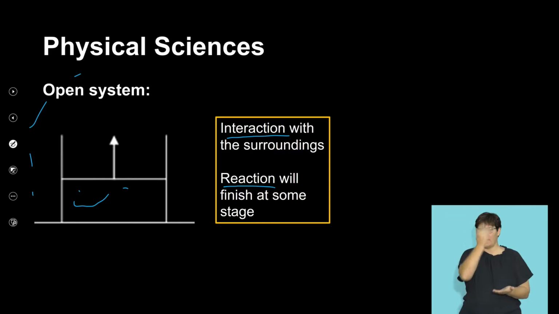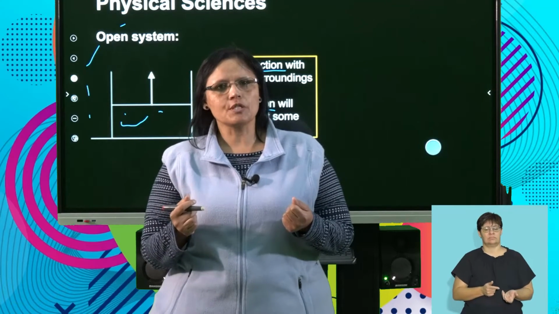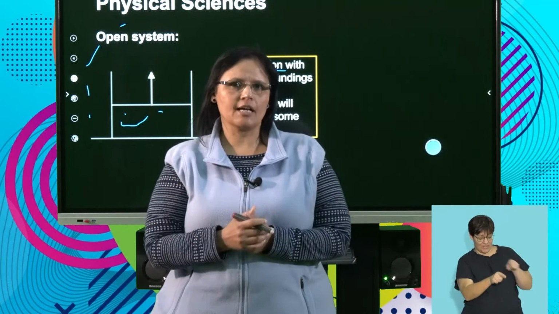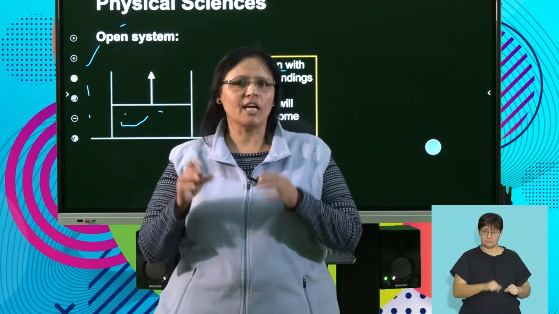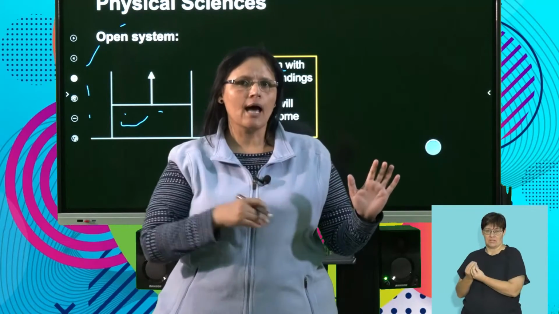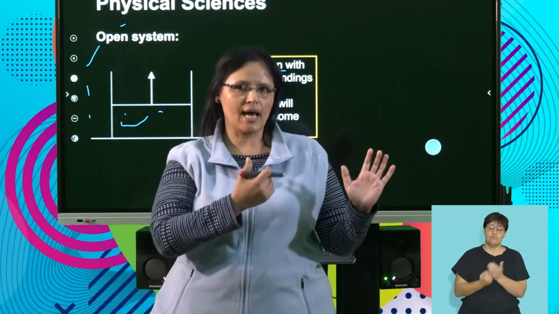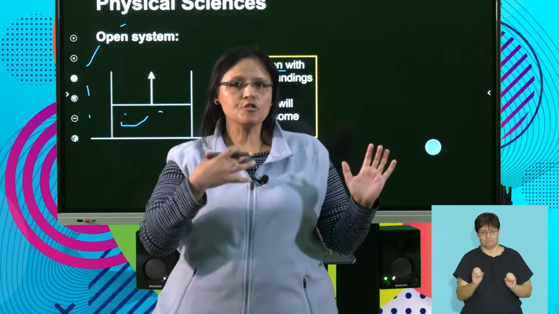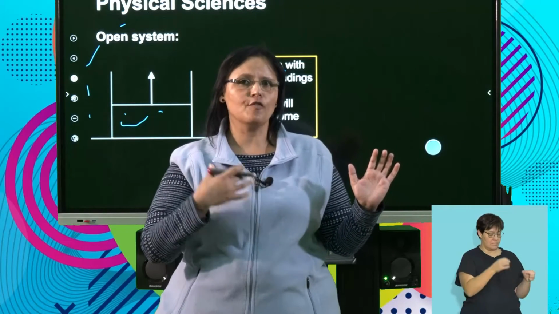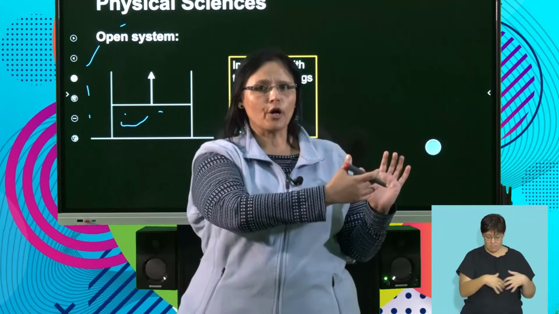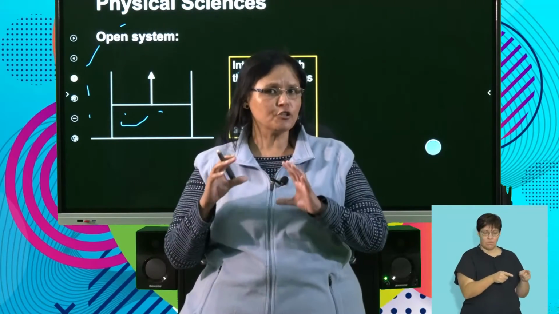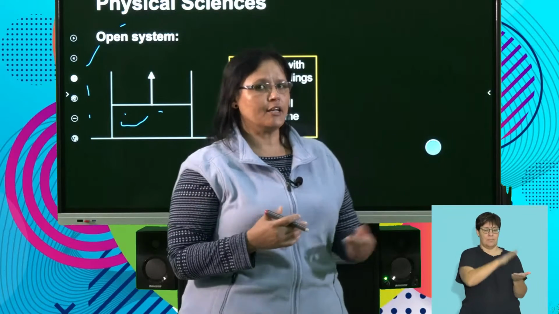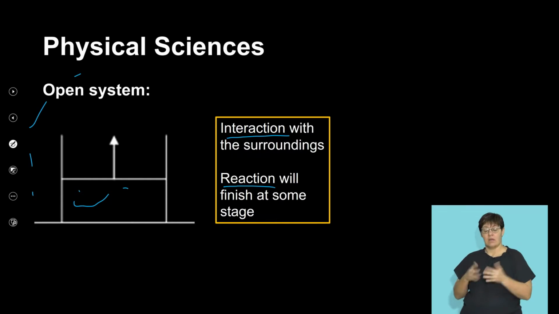Why will it finish? The reaction will finish because one or both of the reactants will get used up. Because in an open system, your reactants form the product and no more new reactants are made. So if you start with a certain amount of reactant, it will form product. And as time goes on, one or two of the reactants will get used up and it will end up stopping or finishing at a stage.